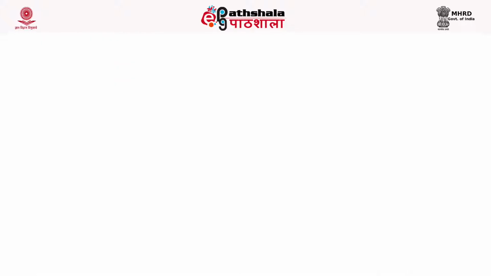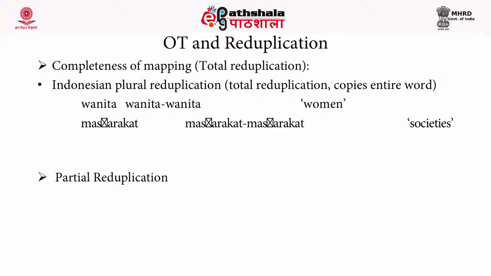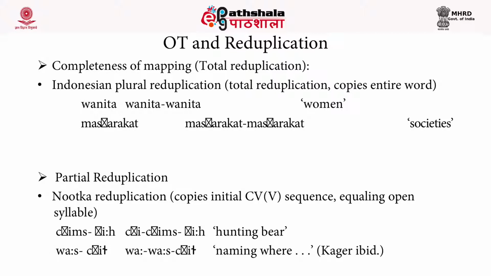So let us now go into OT and reduplication. As we have already posited the constraints, we are now going to look at how OT would account for reduplication. First, completeness of mapping, like total reduplication. When we talk about total reduplication, we are talking about Max BR and Max IO playing a role here. Let's take the example of Indonesian plural reduplication.